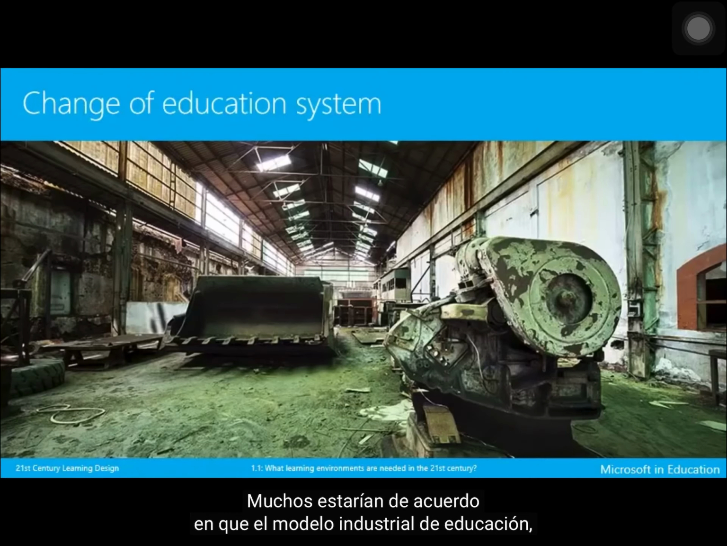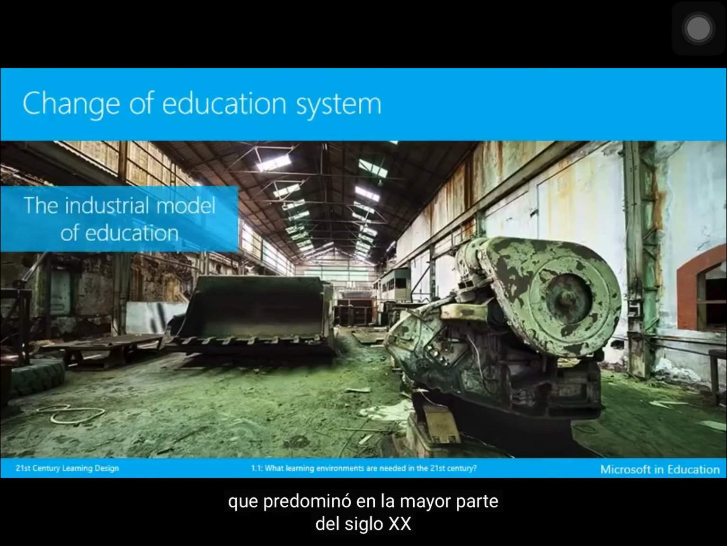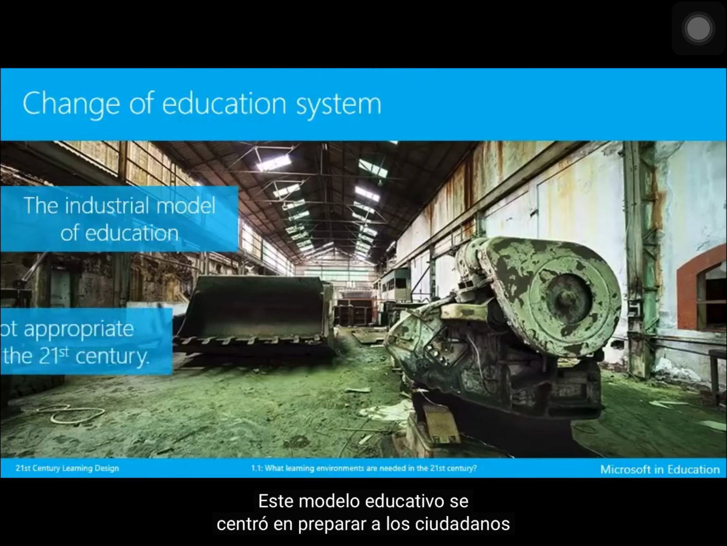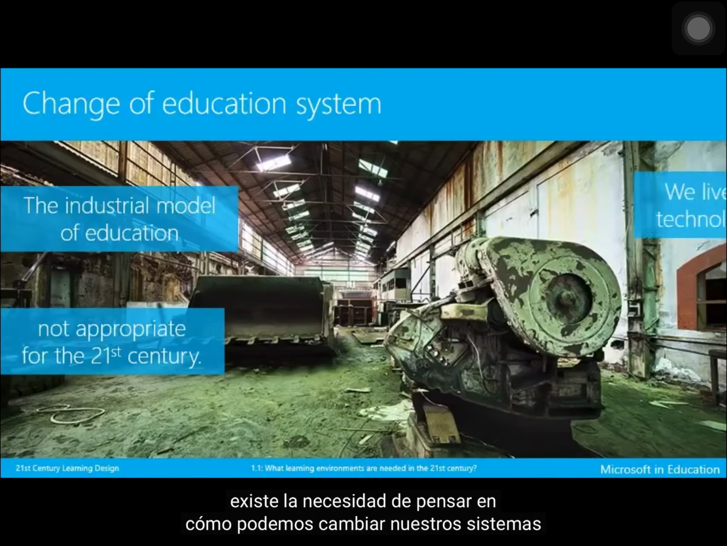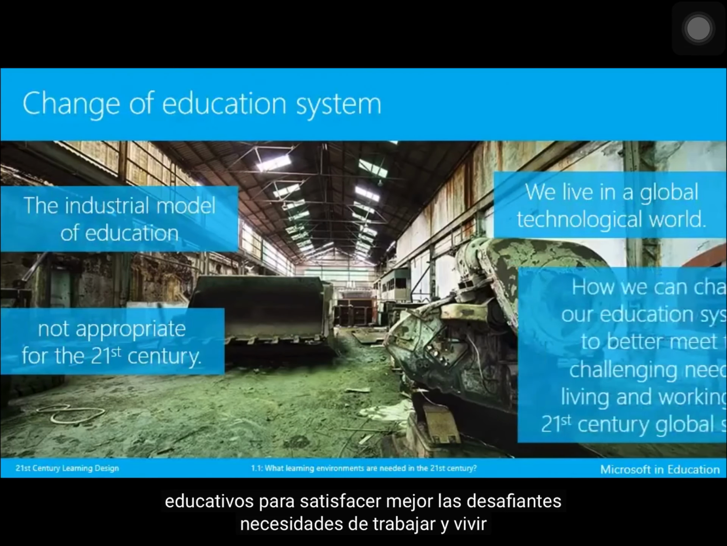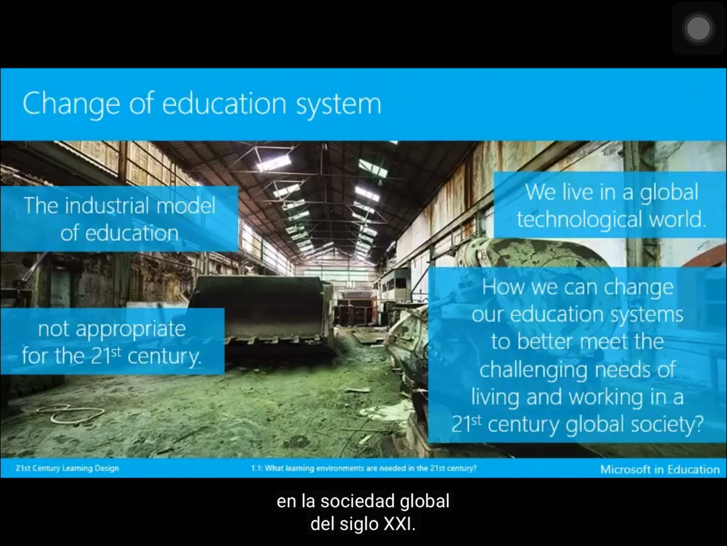Many would agree that the industrial model of education, which dominated most of the 20th century, is not appropriate for the 21st century. This model of education focused on preparing citizens to work in factories and other establishments that required repetitive work-related tasks. We live in a global technological world, and there is a need to think about how we can change our education systems to better meet the challenging needs of living and working in a 21st century global society.